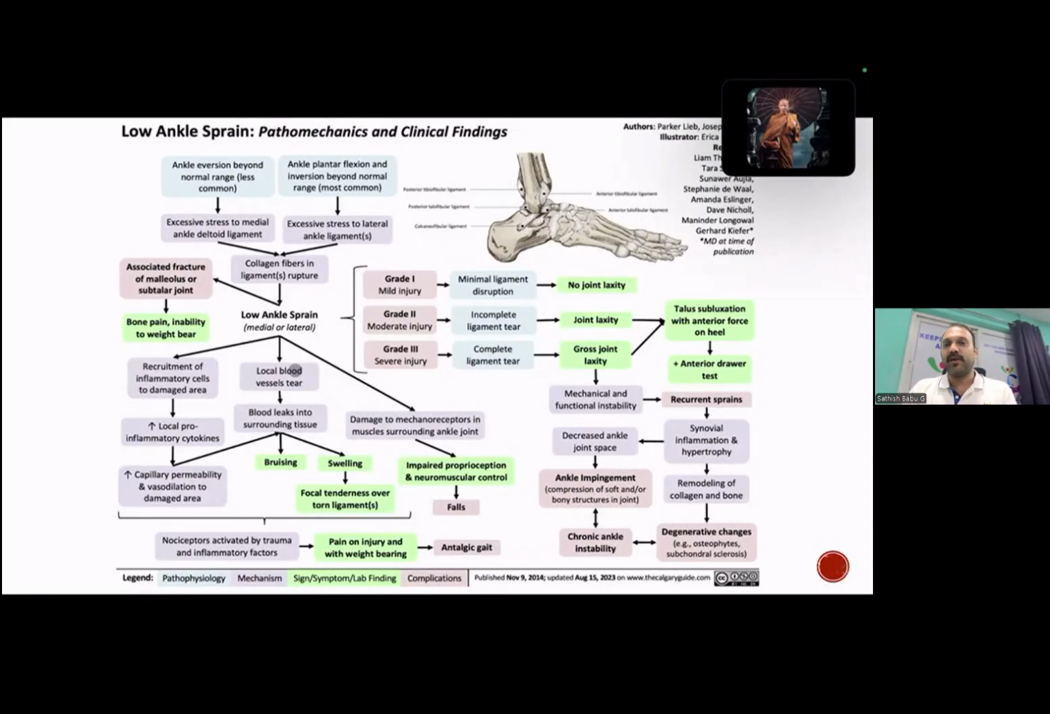And there is local blood vessel tear, where blood leaks into the surrounding tissue, which leads to bruising and swelling. In high grade ligament injuries like grade 2 and grade 3, sometimes the blood vessel gets injured. Even in grade 1, sometimes there will be a blood vessel injury, and you can see a bluish-black discoloration around the injured area. That means the blood vessel is also involved, which leads to bruising, swelling, and focal tenderness over the ligament. So when the blood vessel leak and increased capillary permeability occur, nociceptors are activated by trauma and inflammation.